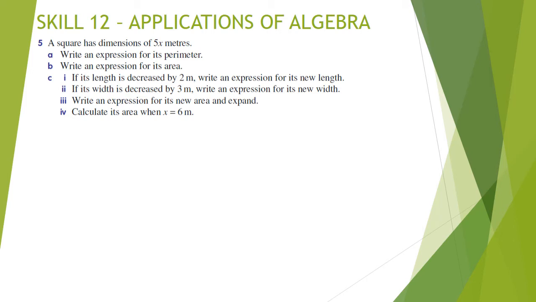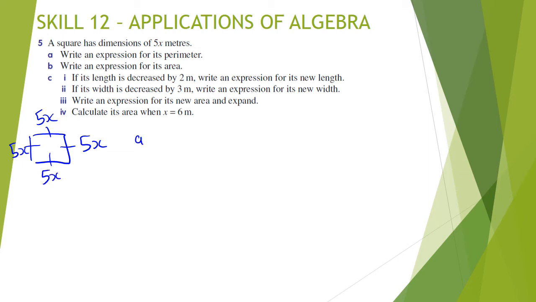A final example is a question where it's purely worded and there's no diagram for you. So question 5 says a square has dimensions of 5x meters. So let's draw the square. We know that every edge will be the same and every edge is 5x according to the question. So we'll have 5x on every side. You want to label them all.